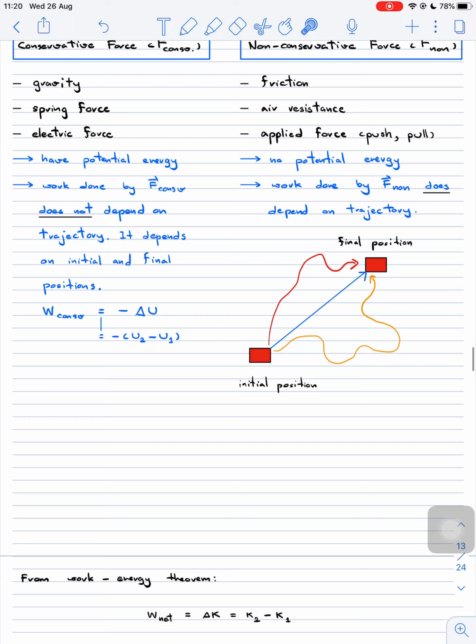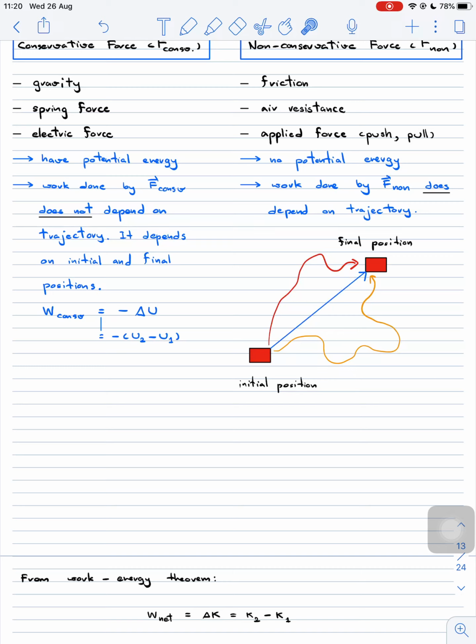For example, if we move an object from this position to this position, and let's say we have only gravity here, then the work done by gravity from this position to this one, across the three trajectories here, must be the same.